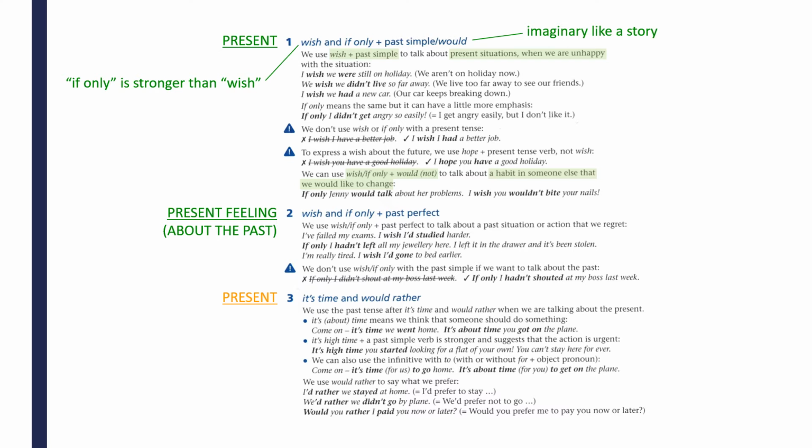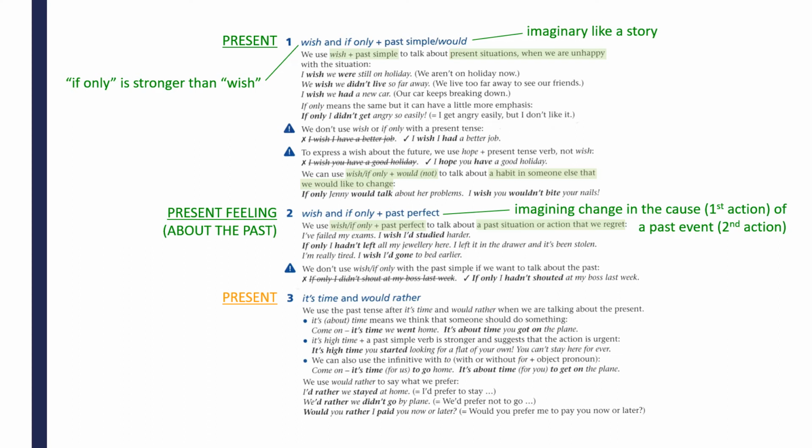Now, something that your focus book didn't mention is you can also pair it up with the past perfect to talk about something you wish would be different in the past. And we use it this way because the past perfect tense is used to talk about something that happens earlier in the past. And in this case, we're imagining the change in the cause of a result in the past.